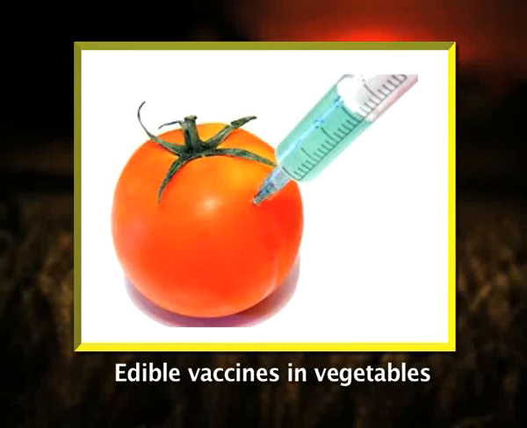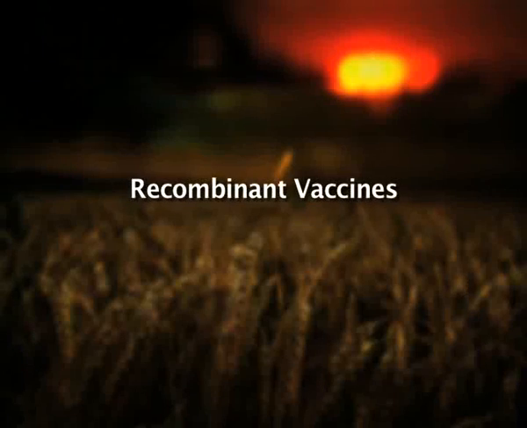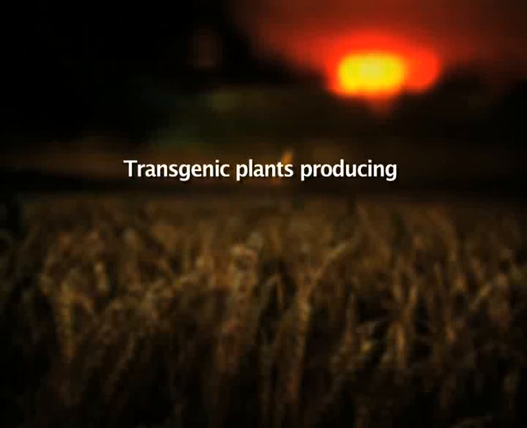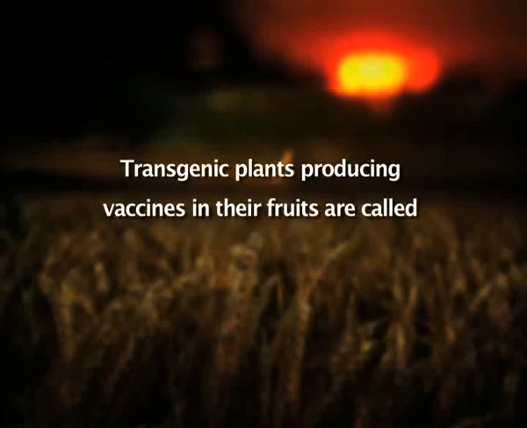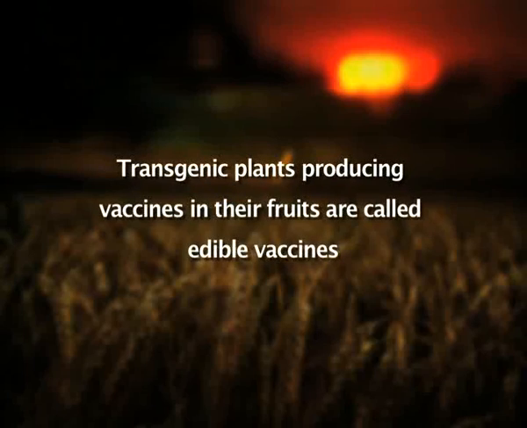In the conventional approach, the inactivated form of a pathogen is used as a vaccine. In case of many pathogens, the gene encoding a critical antigen has been isolated and expressed in bacteria or animals, and the recombinant protein so produced is used as a vaccine. Such vaccines are called recombinant vaccines. In transgenic technology, crop plants are being developed which will produce the vaccine in their fruits. Such fruits are called edible vaccines.